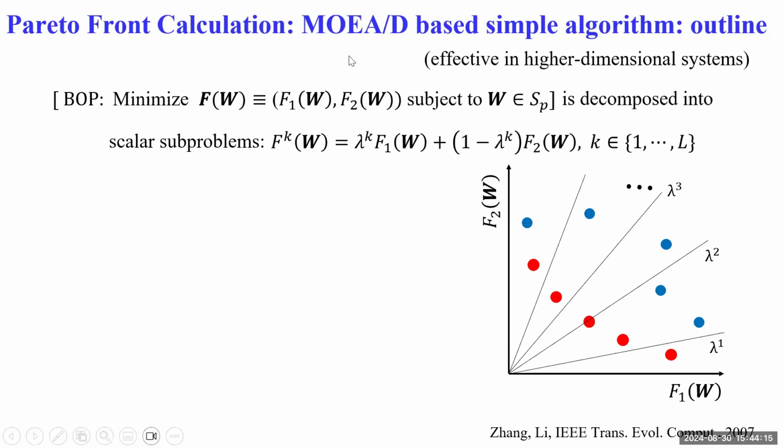Then we have used a simple algorithm based on MOEA/D. This is a very famous multi-objective optimization algorithm presented in this paper. That is, we explained briefly. First, the BOP is decomposed into scalar subproblems. There are various ways to construct subproblems, but we explain the weighted sum problem, characterized by parameter lambda k, and L subproblems. Okay, decomposed into subproblems.